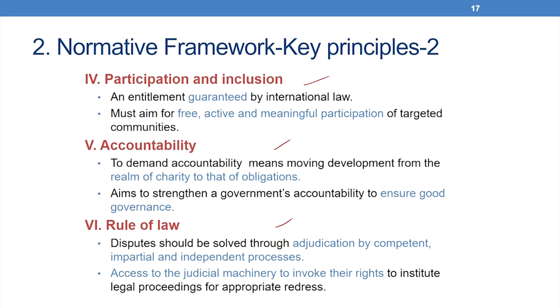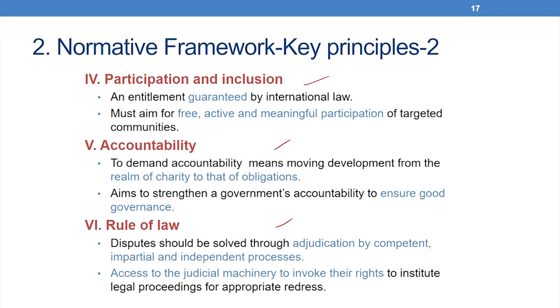Accountability: to demand accountability means moving development from the realm of charity to that of obligations. State actors, as we have just seen, have an obligation to ensure that the rights of the rights holders are provided or protected or ensured progressively. So, that means that we are calling the state actors to accountability, or what is referred to as social accountability, public accountability and so on. Accountability also aims to strengthen a government's accountability to ensure good governance.